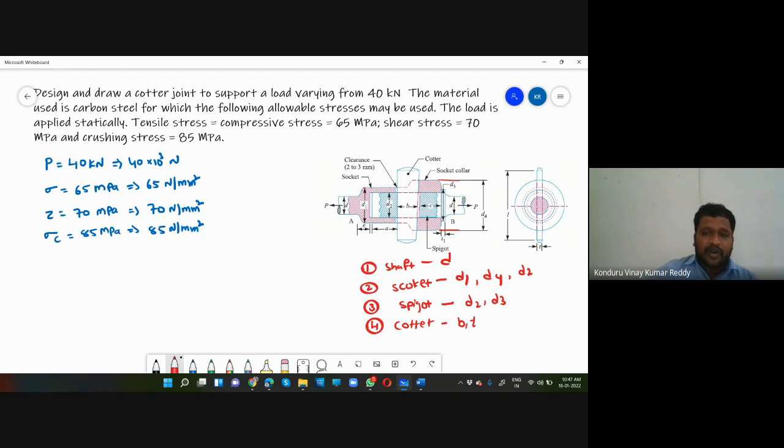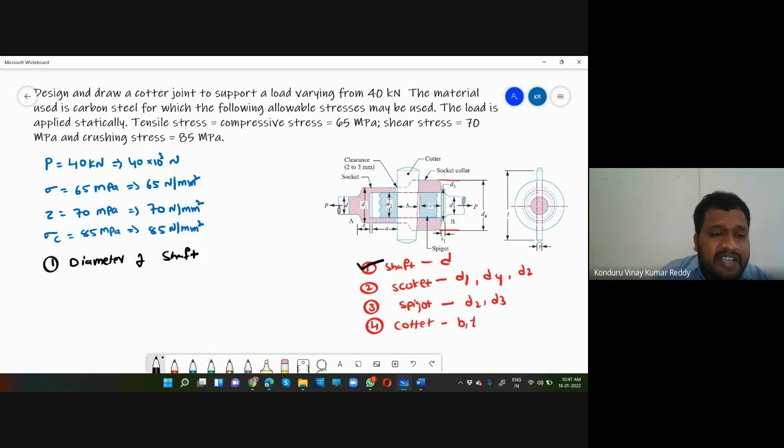For the first step, we will be finding out the diameter of the rod, or you can call it the diameter of the shaft.